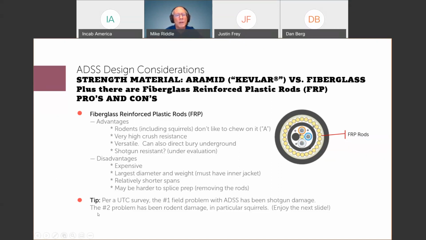And I just wanted to comment, why is this important? Well, because the UTC did a survey of utilities in the United States, and the number one field problem with ADSS has been shotgun damage. That's why we're doing some testing to find out if this is really a benefit for giving shotgun resistance to the cable or not. But the close number two problem was rodent damage, in particular from squirrels.